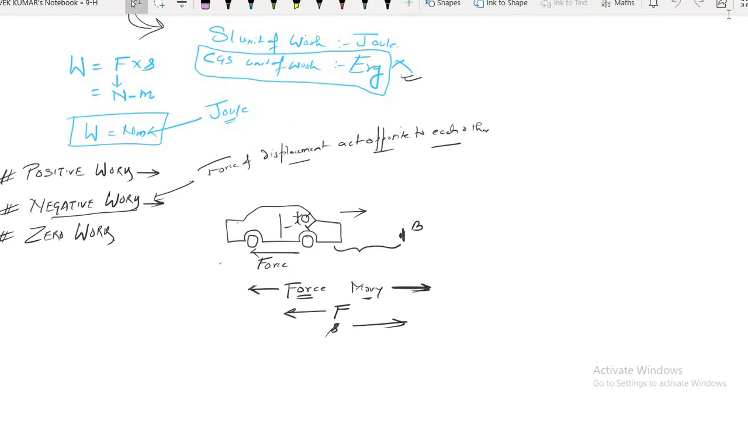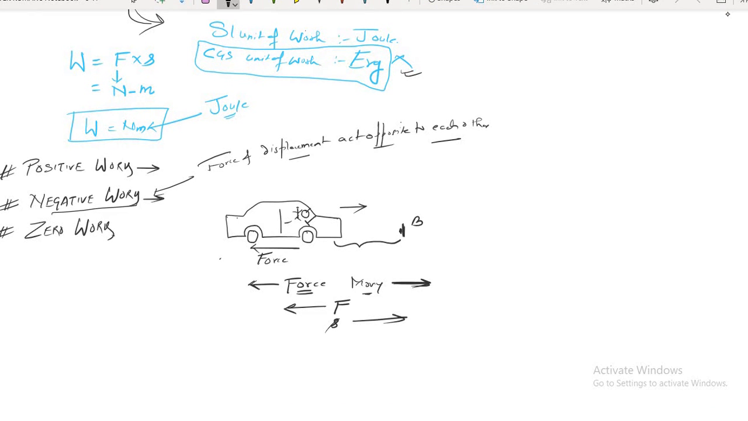Okay. So as you can see, in the previous class we have done positive work and negative work. We are going to talk about zero work after some time. So up to negative work we have completed in the last class. What we have studied: when the force and displacement both take place in the same direction, it is called positive work. And when the force and displacement take place in opposite directions, that is called negative work. So in short we can say like this.